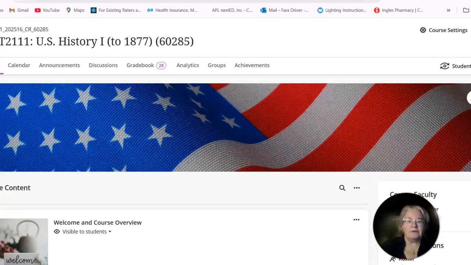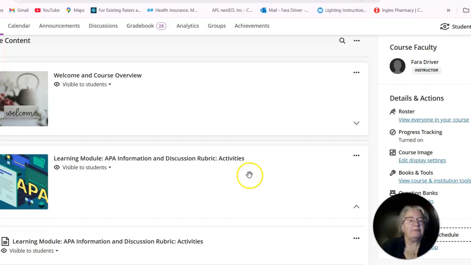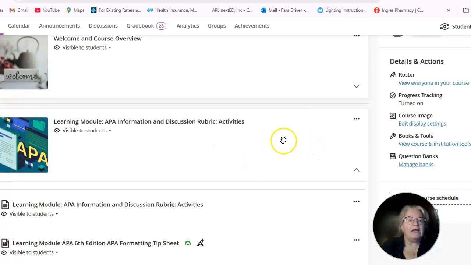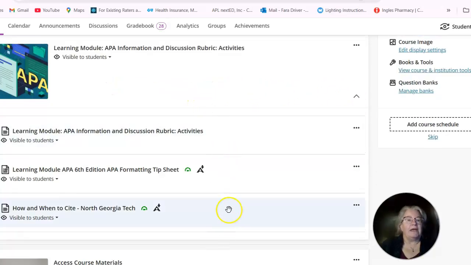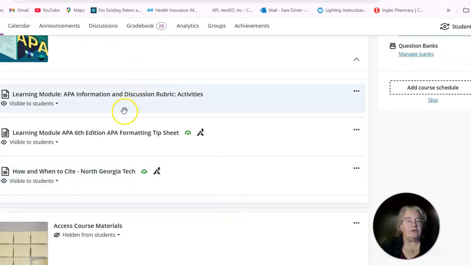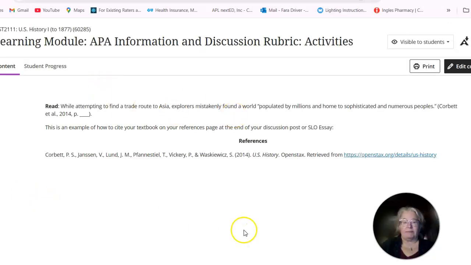So first I want to go into the class itself. I'm using 2111, but the same thing is true in 2112, and that you have this learning module APA information and discussion rubric right here. And it's going to give you information on how to do APA. Like the very first thing you see in this is going to be an actual example of how to cite the textbook. It's right there.